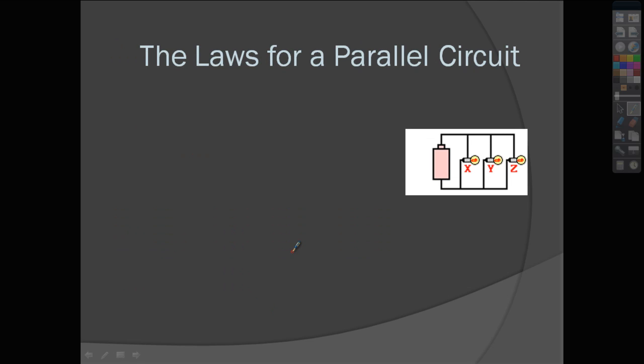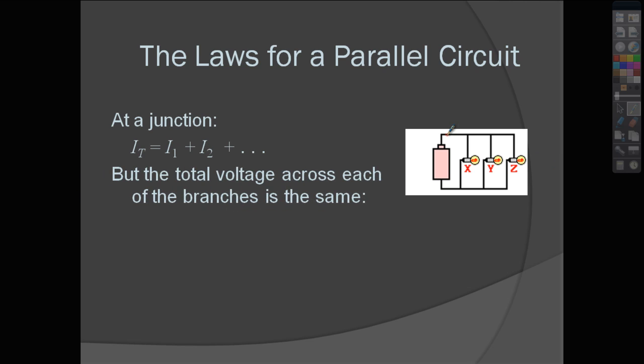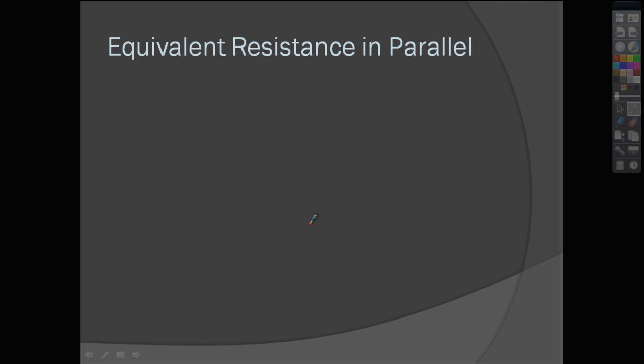Moving on to parallel circuits, they're a little different than series. At a junction, the current out is going to be equal to the sum of all the currents in, or vice versa. So the current can be different on each one of these 3 paths that we have here, X, Y, and Z. But the voltage is the same. Remember that voltage is the same for parallel, current is the same for series. So the total voltage is going to equal the voltage on the first path, the voltage on the second path, and the voltage on the third path, and so on.